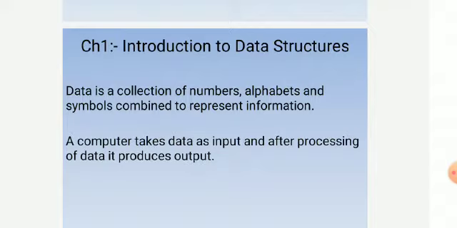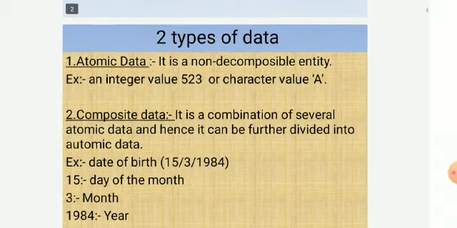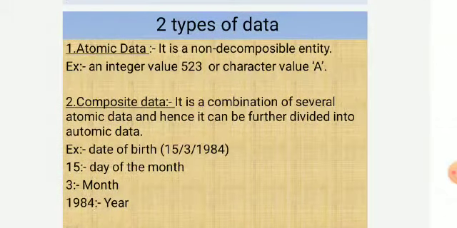So a computer takes this data as an input, processes that data, and then produces the output. Based on this data, there are two types of data. The first one is atomic data and the second one is composite data. Atomic data means what? It is a non-decomposable entity. It means that data cannot be separated.